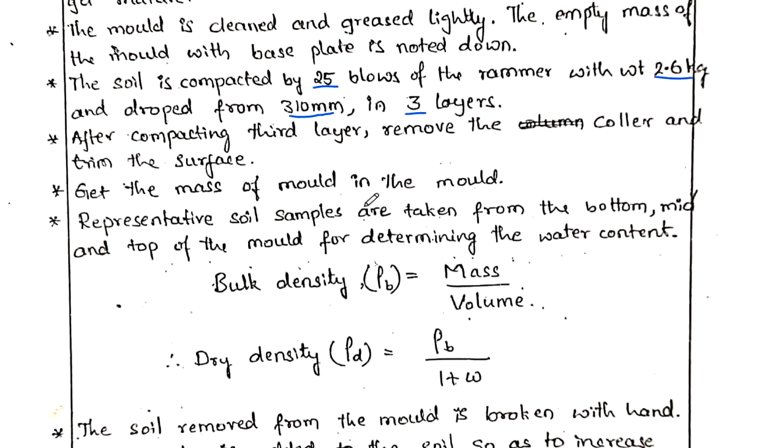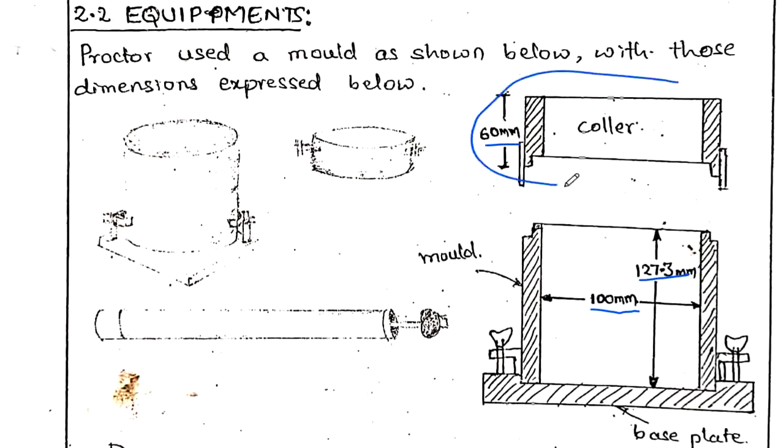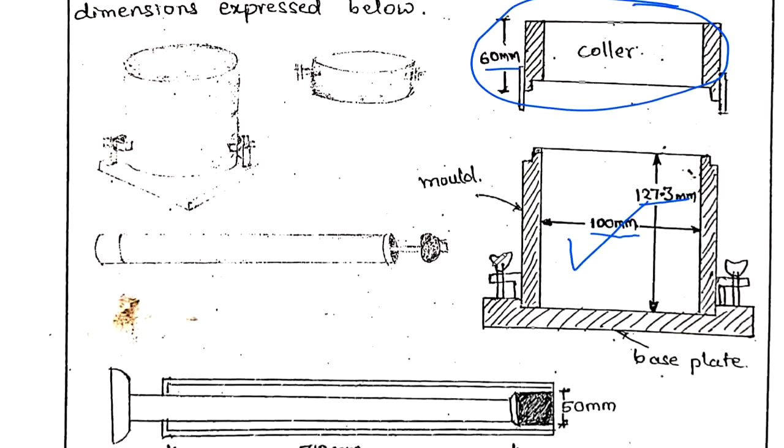After compacting, we have to find out the bulk density. After compacting we take the mass of the mold. We remove the collar, detach it, and take the mass of the soil and mold together. If I subtract the empty weight of the mold, I get the mass of the soil sample which is in the mold.